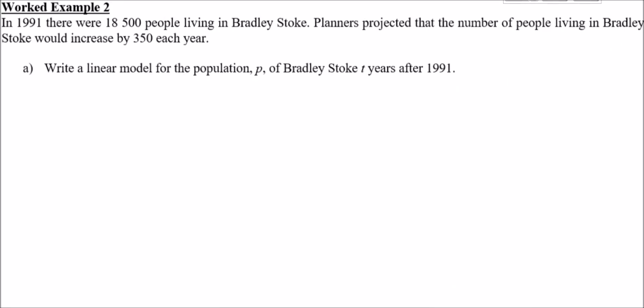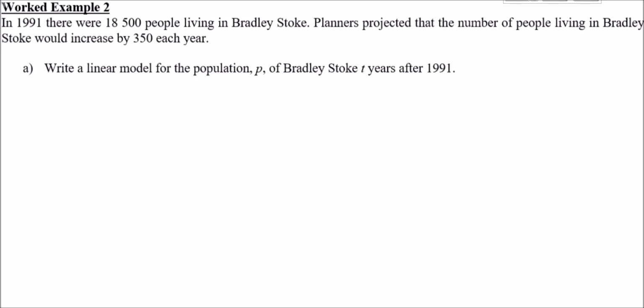Let's have a look at another worked example. This one is about modelling populations. So in 1991, there were 18,500 people living in Bradley Stoke, which is a town. Planners projected that the number of people living in Bradley Stoke would increase by 350 each and every year. First of all, we need to write a linear model for the population of Bradley Stoke t years after 1991.